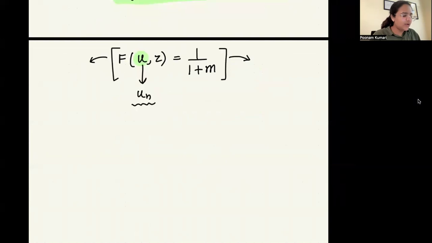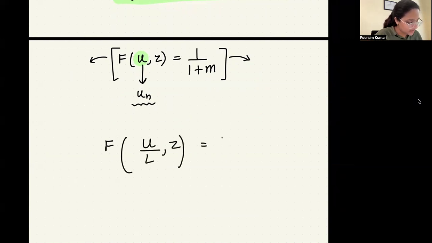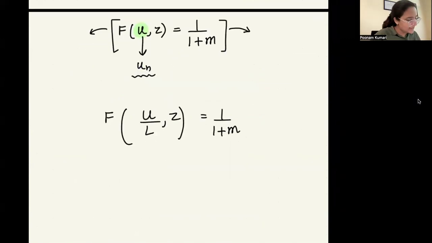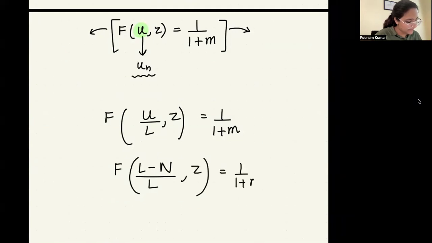So if instead I don't want to study unemployment, I want to study the output. Let's say I want a relationship with Y. So then what can I do? I can simply do this, that F of U, U is what? This is capital U divided by L comma Z is equal to 1 upon 1 plus M. And ये जो U है इसको हम कैसे लिख सकते हैं? L minus N divided by L comma Z is equal to 1 upon 1 plus M.